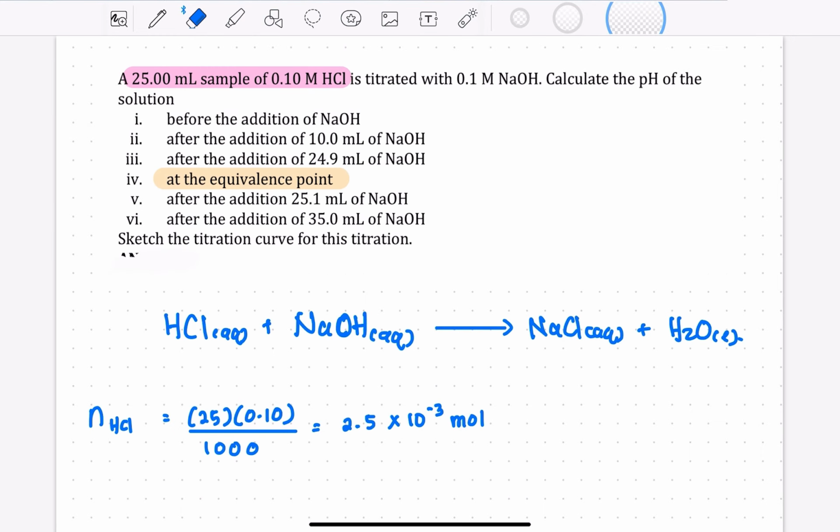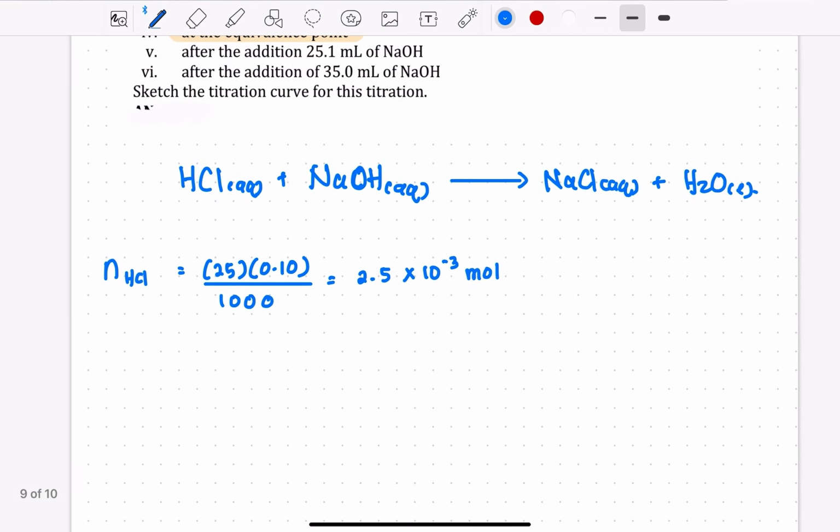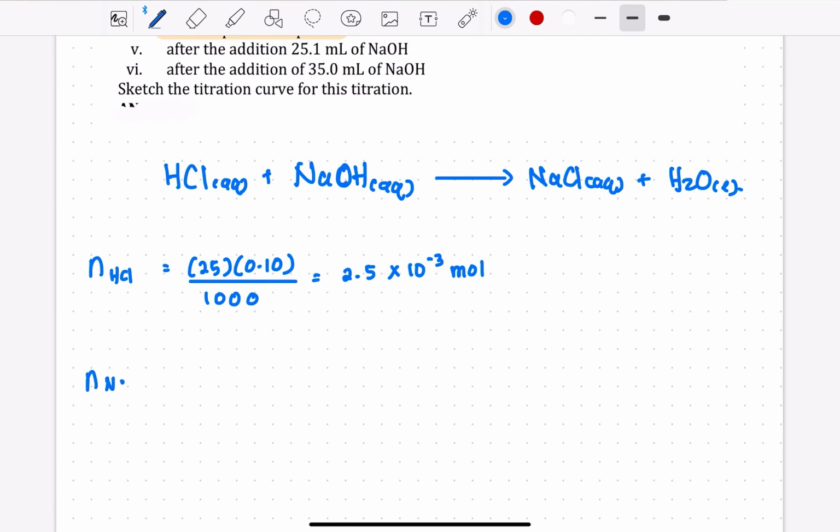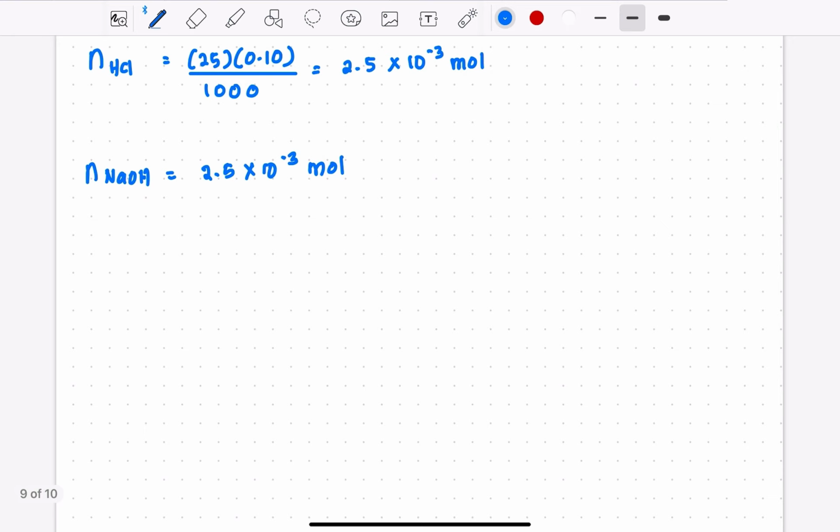Now, let's go back to the question. As we can see, we have hydrochloric acid reacting with sodium hydroxide with the ratio 1:1. At the equivalence point, that means the number of moles for sodium hydroxide will be the same, which is 2.5 × 10^-3 mole. Now, in this case, we can say that the concentration of hydroxide is equivalent to the concentration of H+. So we have to relate back to the Kw.